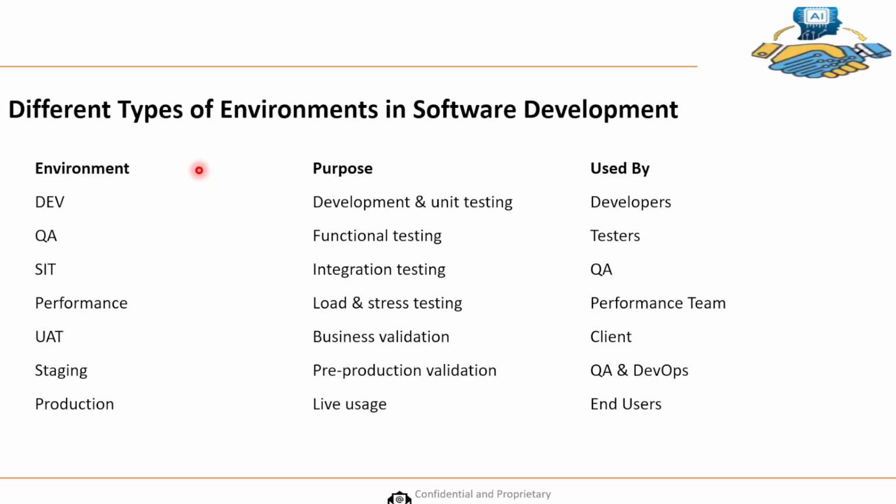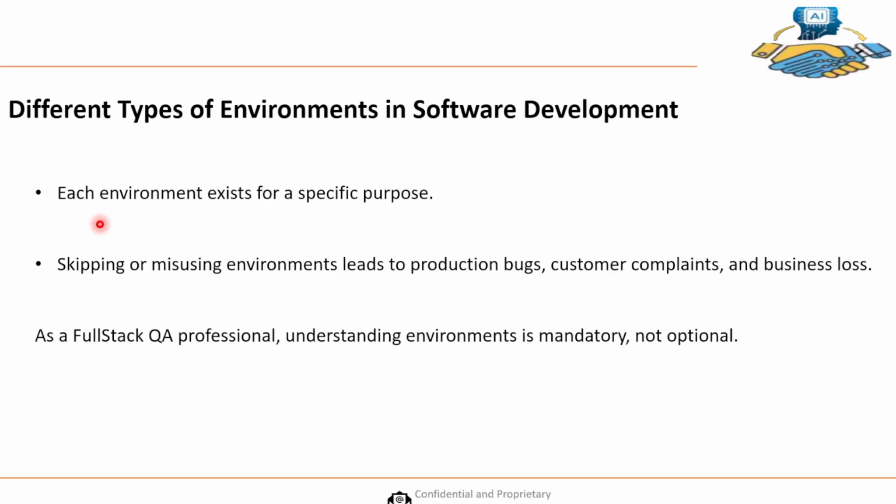And again, as I mentioned, it depends on the organization what environments we need to keep ready and available. The important thing is that each environment exists for a specific purpose. Skipping or misusing environments leads to production bugs, customer complaints, and business loss. So as a full stack QA professional, we need to understand that environments are mandatory, not optional.